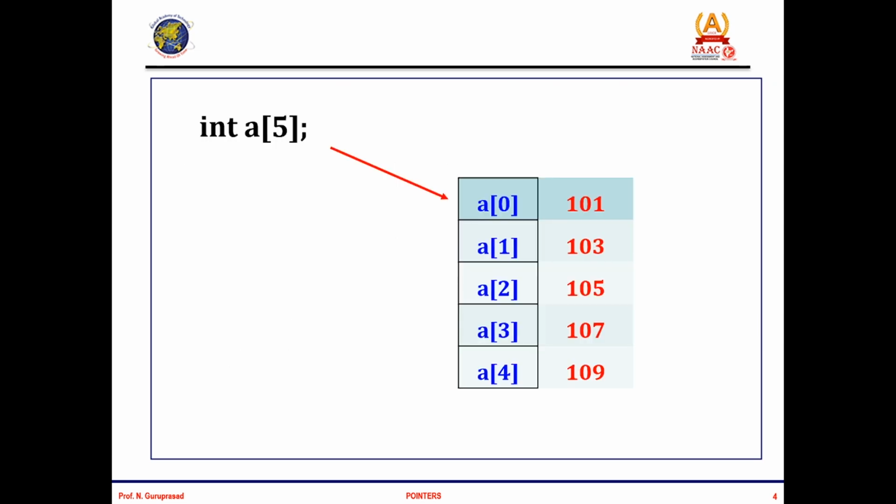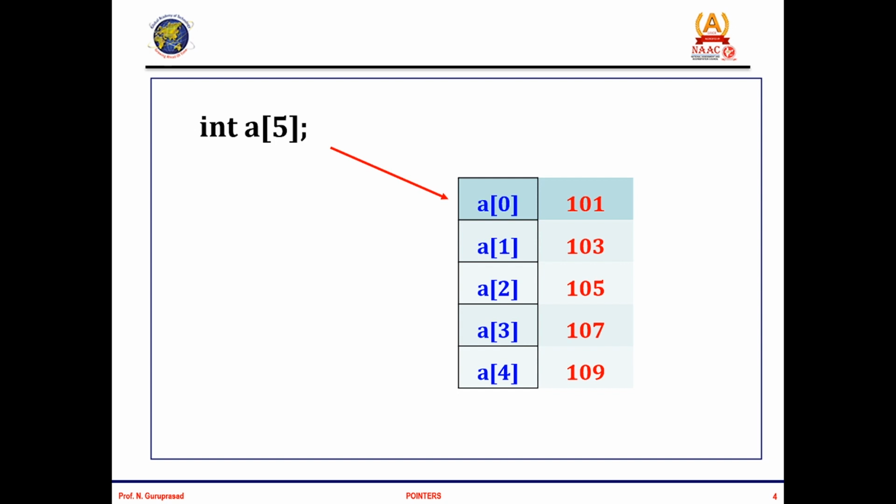Now, you have int a[5], and you have 5 subscripts of the array, a[0] to a[4]. Let us say the starting address is 101, and I'm assuming here that an integer takes 2 bytes. So I have the array starting from 101 and going up to 110.